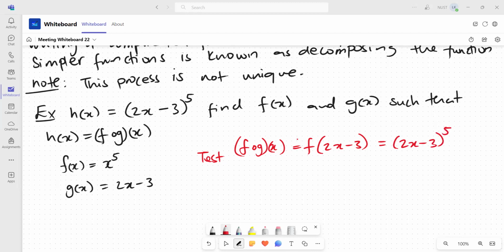Okay, so when you're given something complicated like this, try and imagine what is happening to x. So when x goes into the machine, it's first multiplied by 2, subtracting 3, and then raised to the power of 5. So those three things, you can obviously break it down into even three functions. The first one multiplies by 2, then the second one subtracts 3.